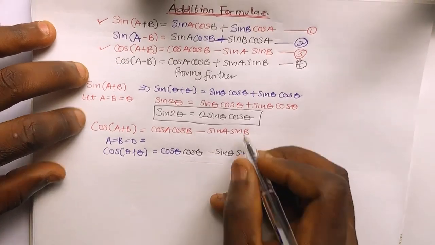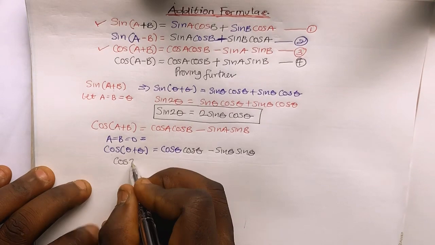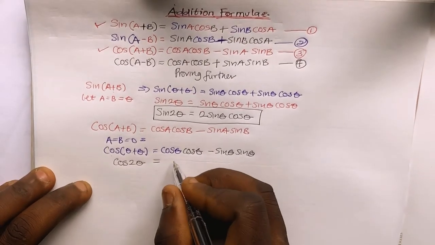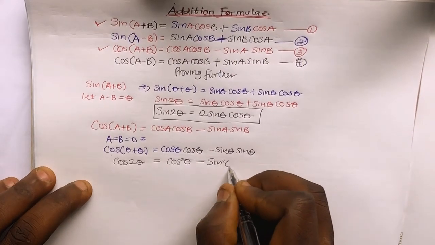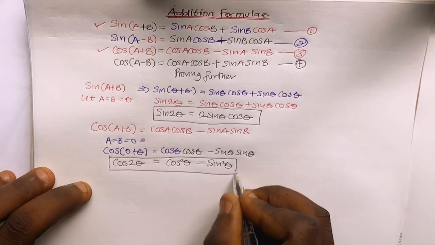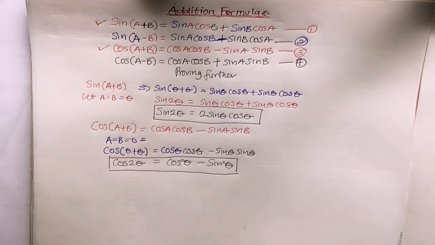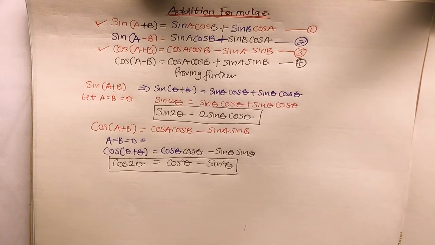Since the values of A and B are the same, then go ahead. Cos(theta + theta), that's cos 2 theta, is also the same as writing cos square theta minus sine square theta. This is the second identity I'm having. That means whenever you have cos 2 theta, you can actually write it as cos square theta minus sine square theta.